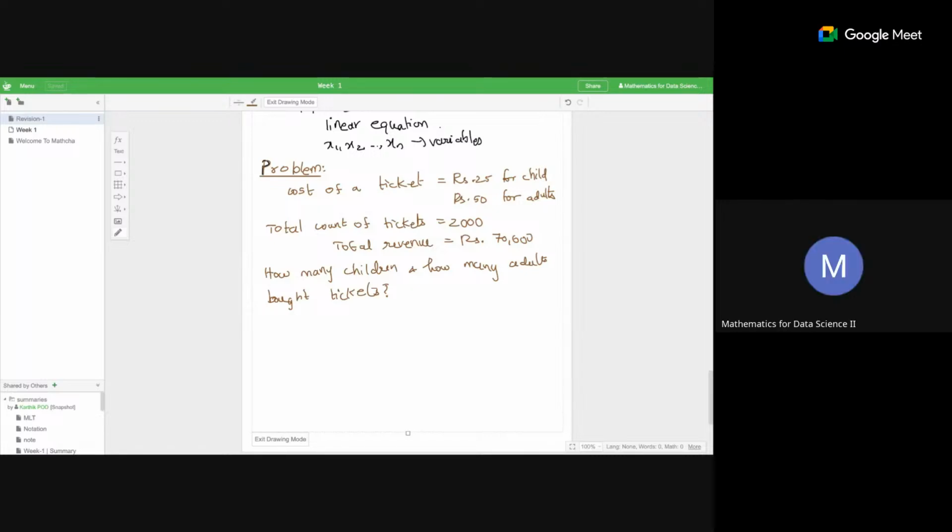Okay. So what you said was, let X be the number of children and Y be the number of adults. And so from the first equation, we can say X plus Y is equal to 2000. Very good. And then from the second, we can say 25X plus 50Y is equal to 70,000. Very good.